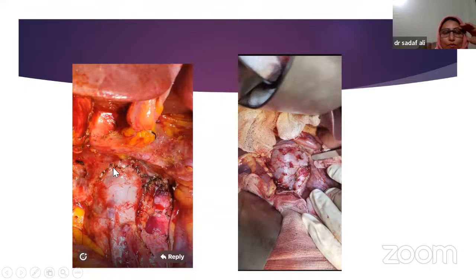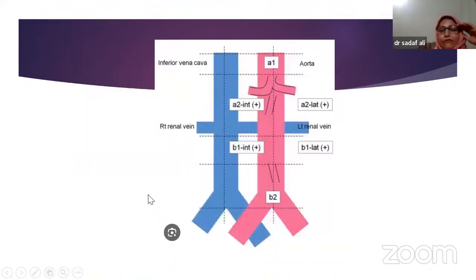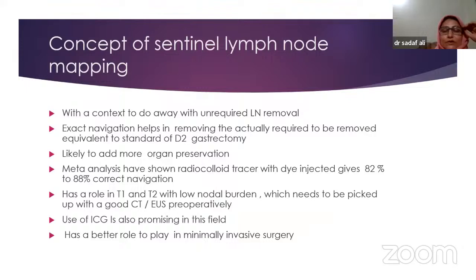If you are into periaortic lymph node clearance, you should know which lymph nodes are to be removed. A1 and B2 are not the lymph nodes, but you have to take the A2 lateral and internal and B1. So now, a little bit about the concept of sentinel lymph node mapping.